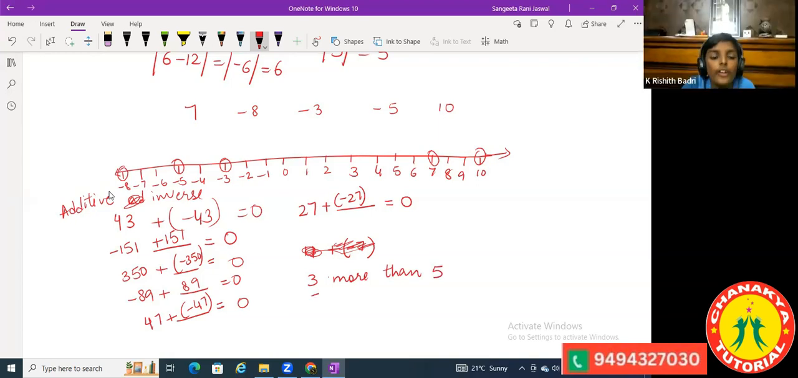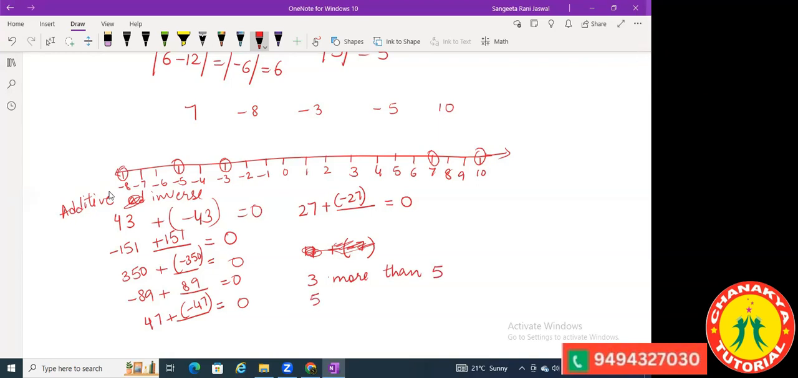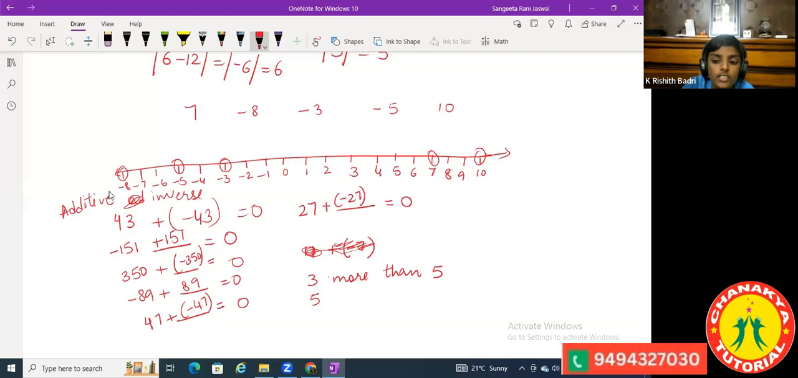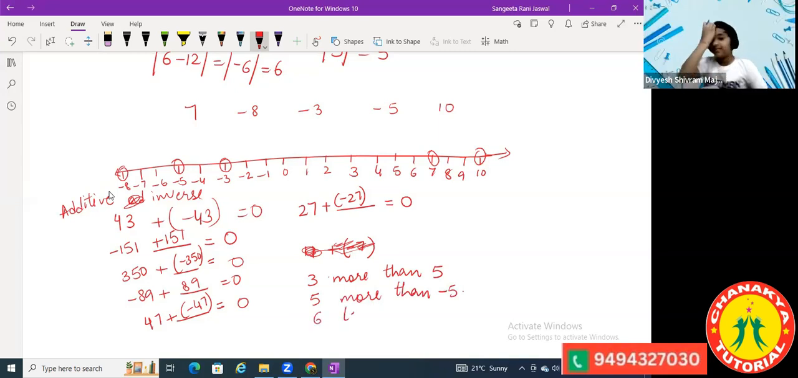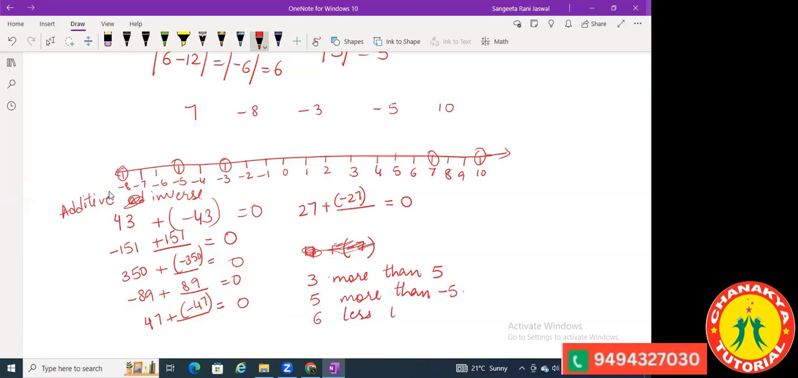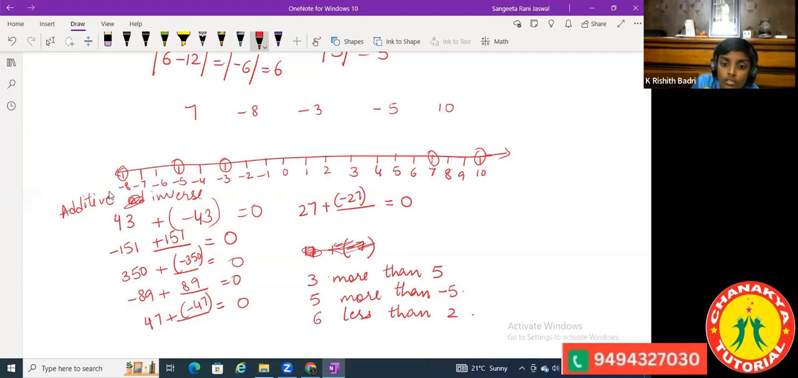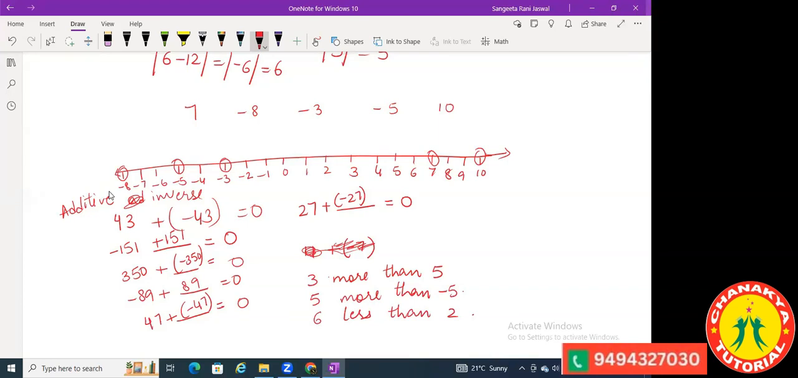Ma'am, plus 5 or minus 5? 5 plus. Ma'am, 8. When there is no sign, it means it's plus. Please do it on the number line. Show me on the number line. Today we are doing all with the number line. Those who have done this chapter in school might know the answers. Ma'am, it's 4.